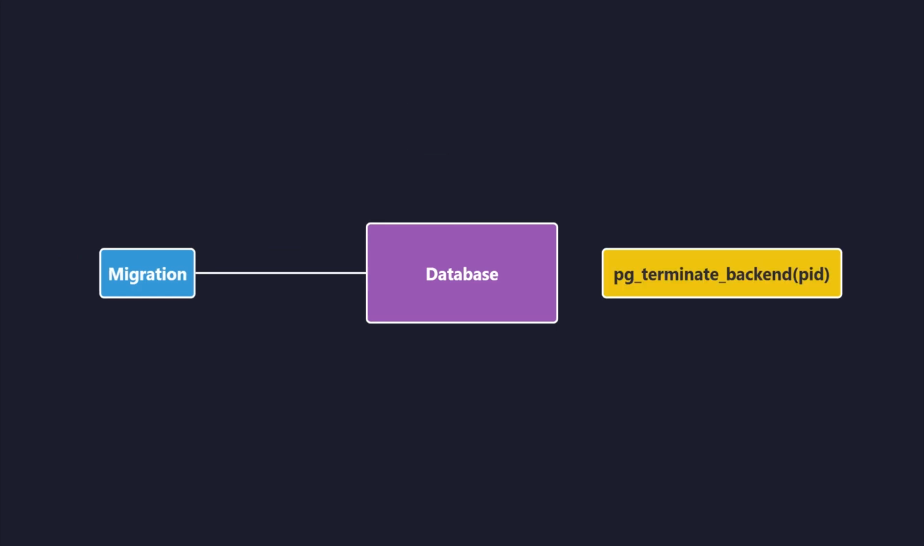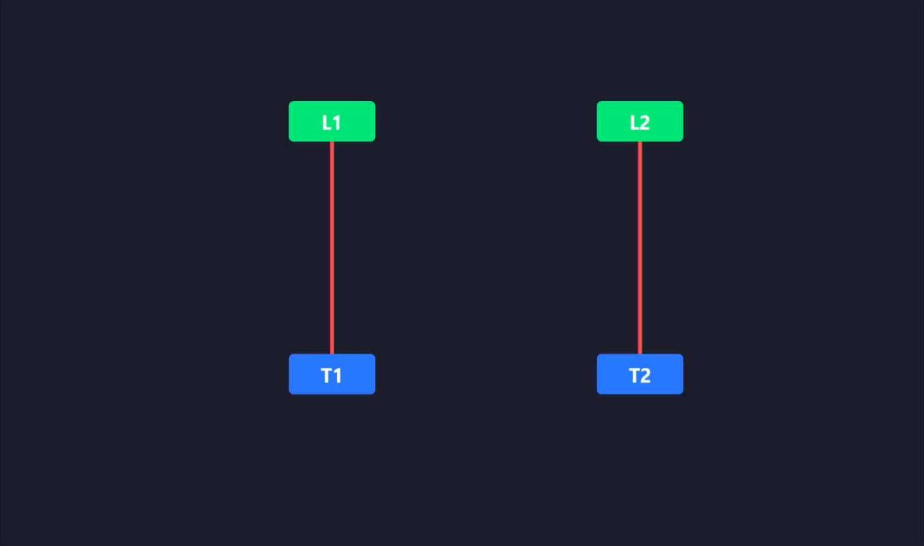If a non-essential background task is blocking a critical migration, use the function pg_terminate_backend. This kills the connection and releases its locks, allowing your migration to proceed. Use this tool with caution to avoid interrupting user transactions.